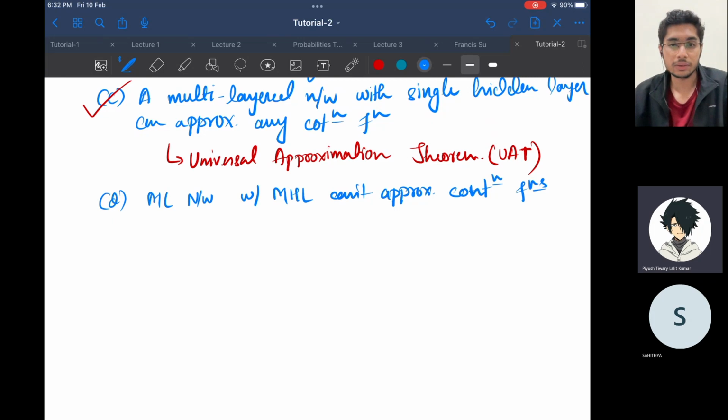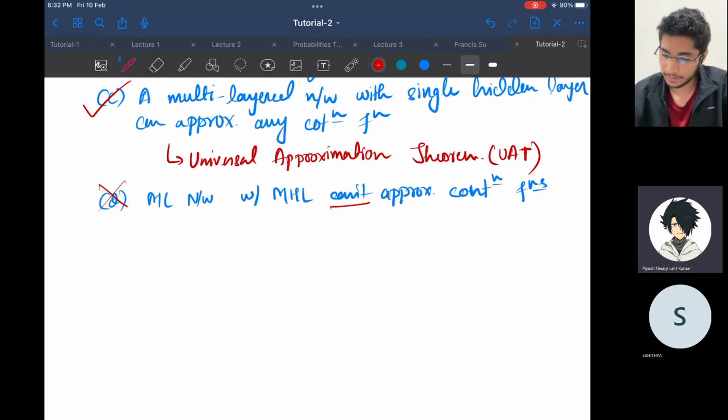If one hidden layer can do it, then multiple hidden layers can definitely do it. They can even approximate even more complex functions. So this is not correct, because there is a "can't" here, so it actually can.